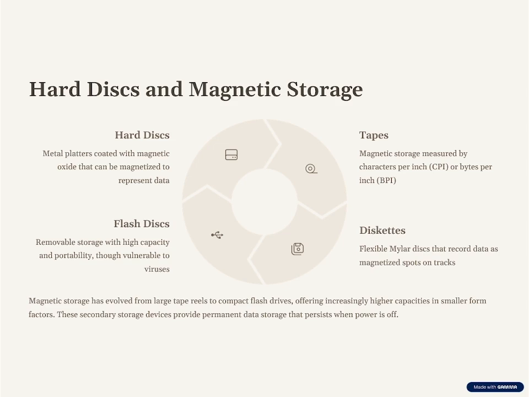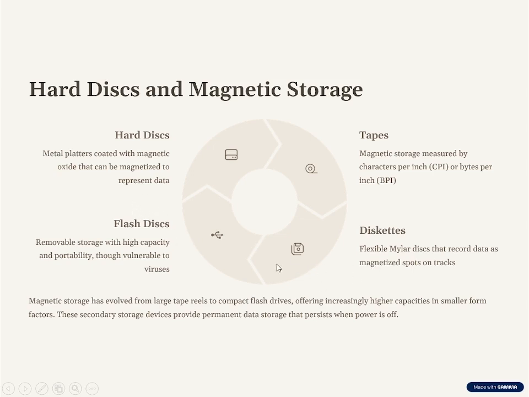We also have what we call the flash disk. Flash disk is a removable storage with a high capacity, and it is very portable, though vulnerable to viruses. So a hard disk and a flash disk are always vulnerable to viruses. The moment you write on it with a virus, it will interfere with the information that is in there, and it can even alter the memory and clear the memory.